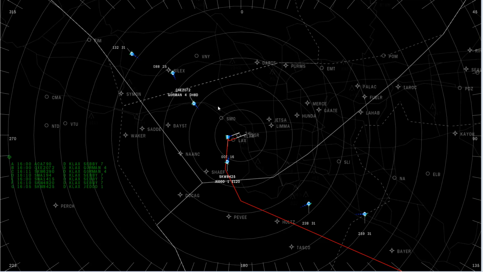Departure, Southwest 1415 with information Alpha at 800 climbing to 5000.